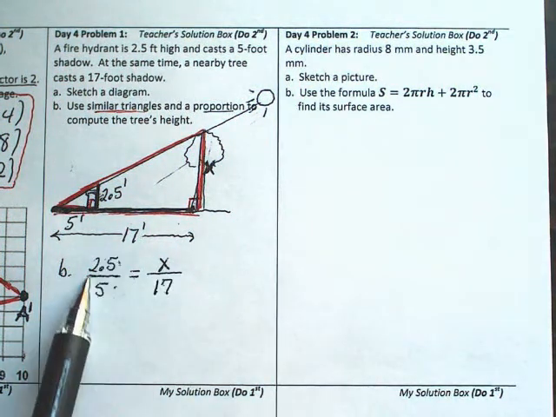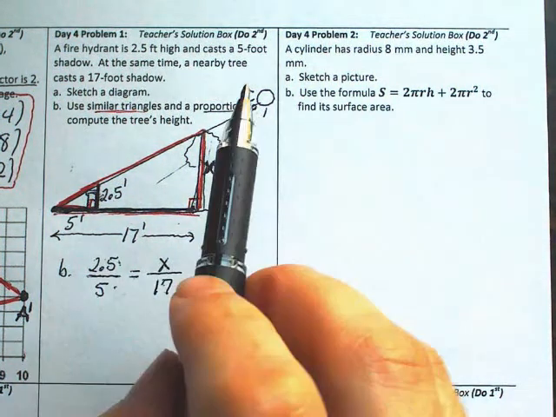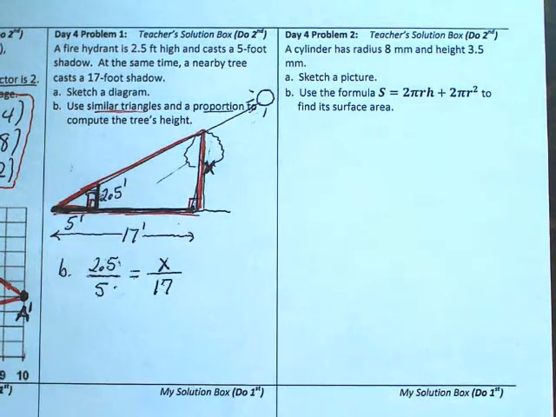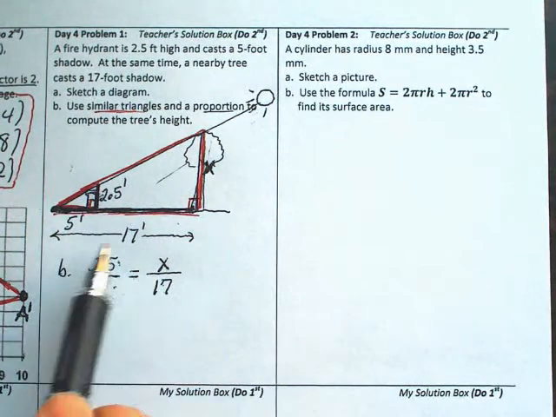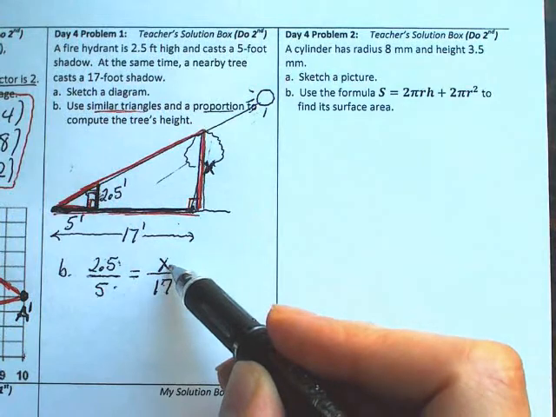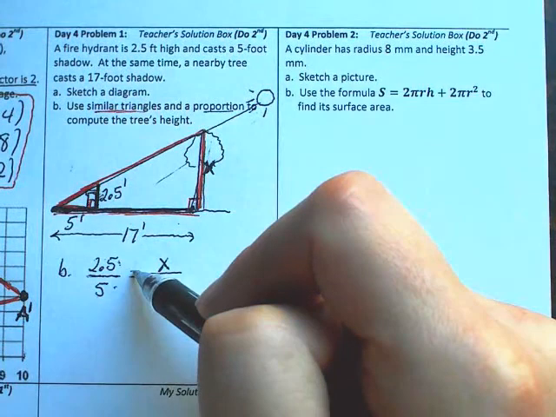And this equation is called a proportion. And that is what we were asked to use in Part B, a proportion to find the tree's height. So we would like to solve this equation for the variable x. We want to get the variable x alone. So here's the equal symbol.